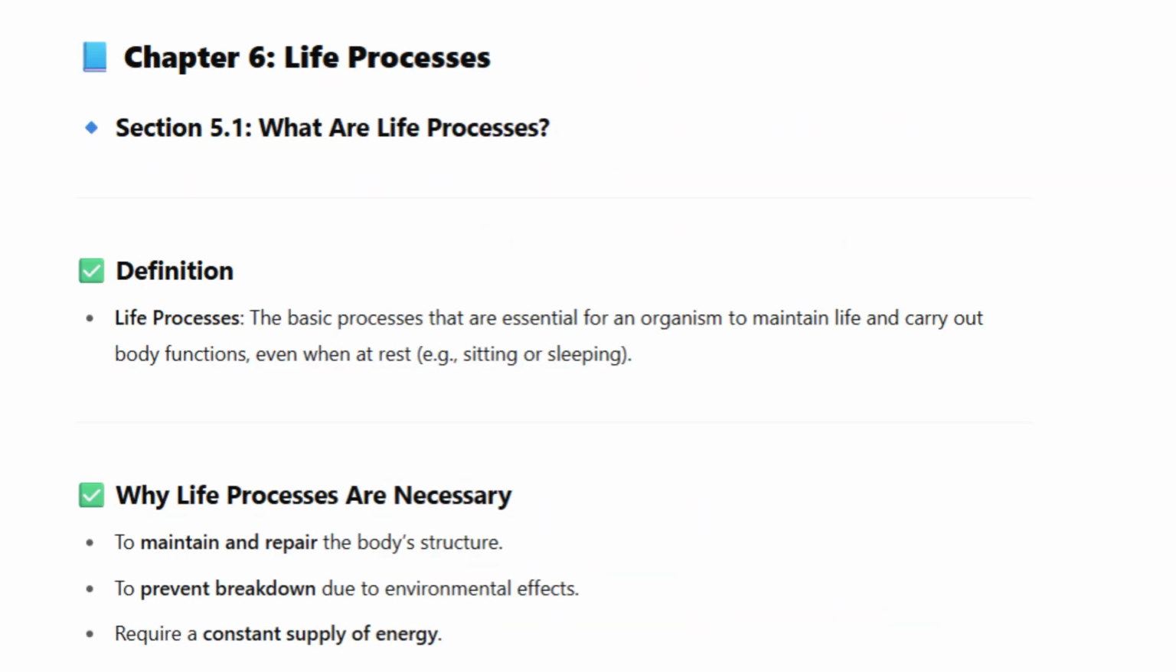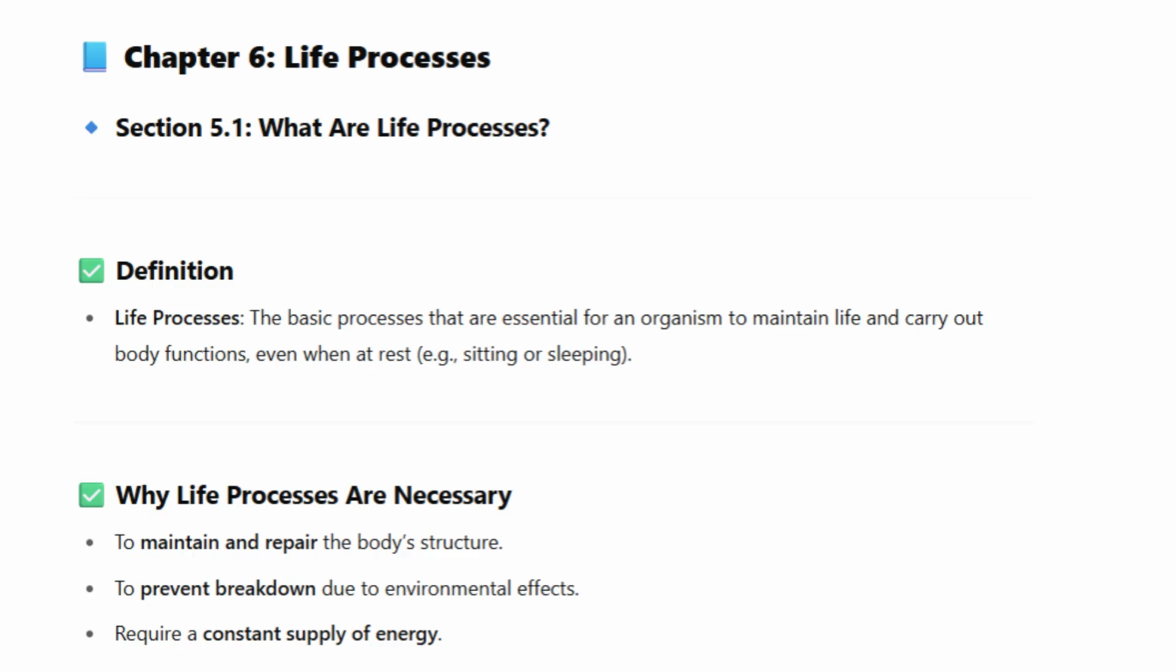Chapter 5. Life Processes. Section 5.1. What are life processes? Definition. Life processes: the basic processes that are essential for an organism to maintain life and carry out body functions, even when at rest, e.g., sitting or sleeping.